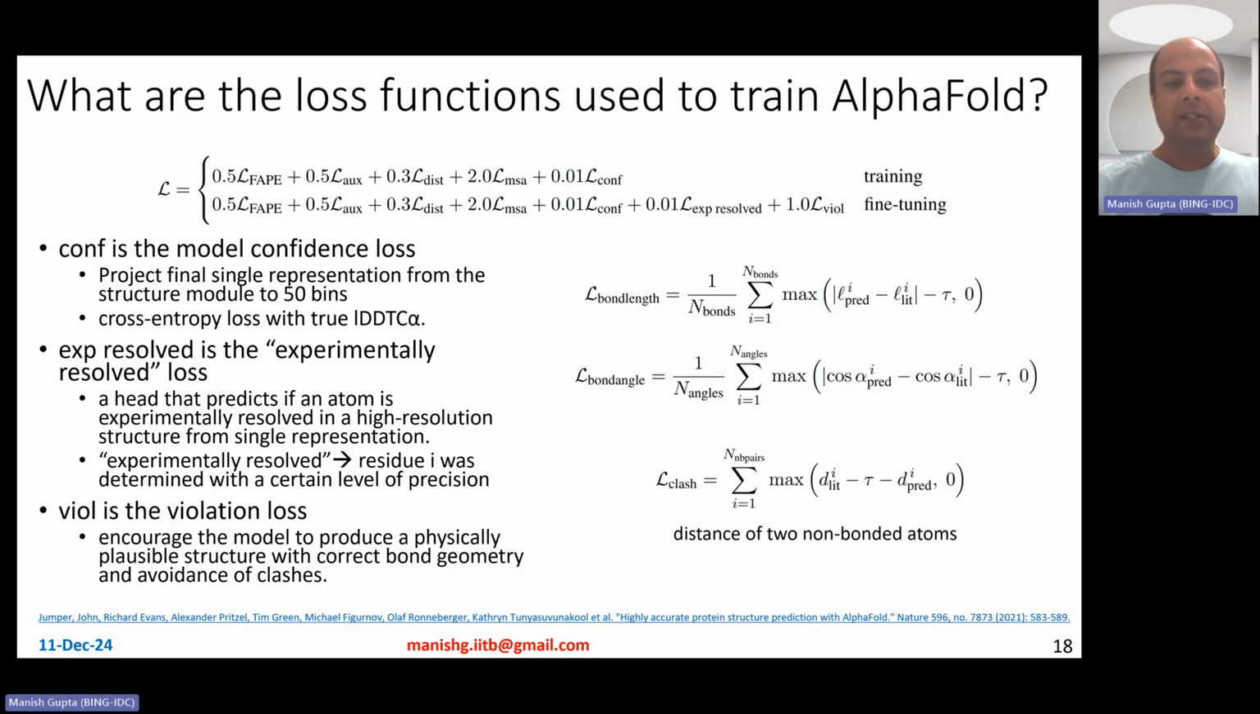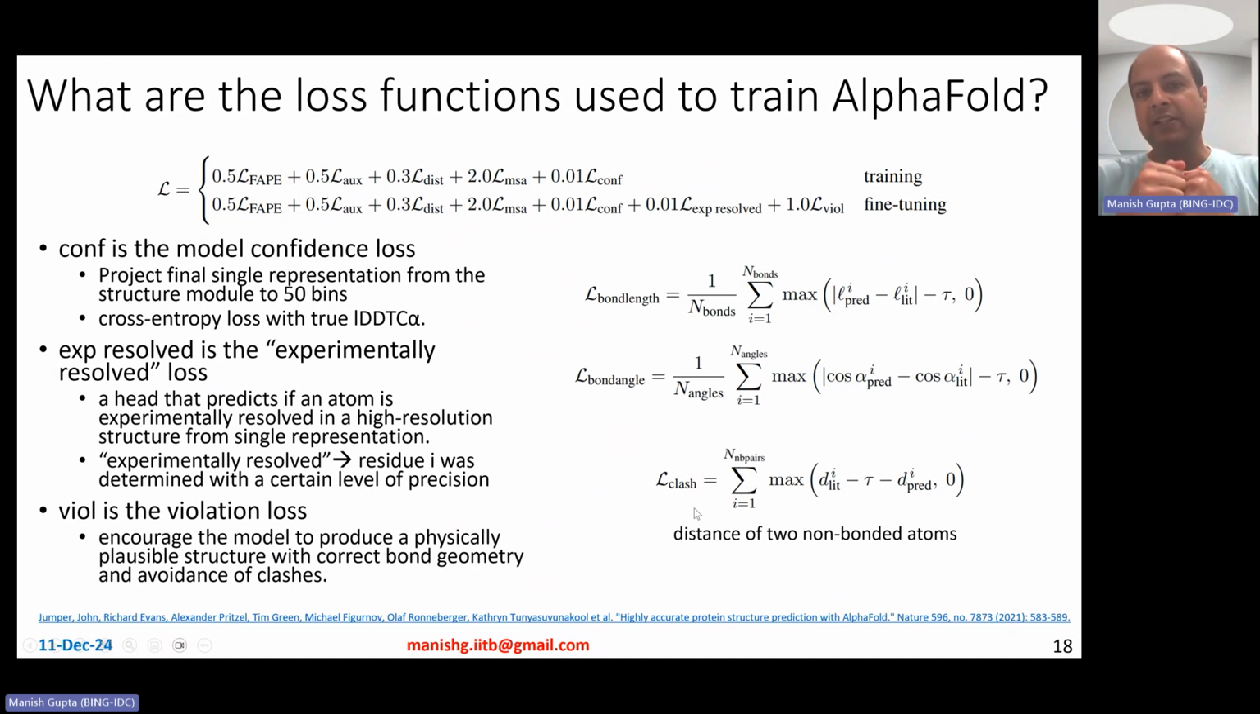Lastly, there is the violation loss. When you come up with structures, the structures may violate physical constraints, right? Of course, the bond lengths and bond angles for the C alpha and the backbone were fixed, but the bond lengths and bond angles for the side chains are not fixed, and they need to be predicted. Now there could be some incorrect predictions, and therefore they come up with three violation losses: one on the bond length, the second on the bond angle, and the third on the atom clash.